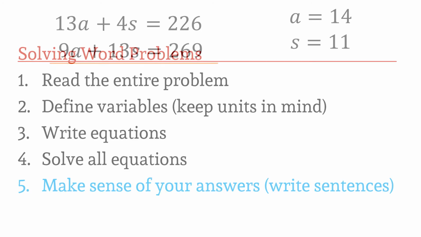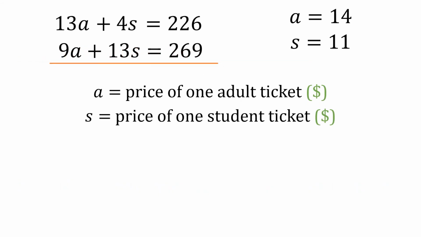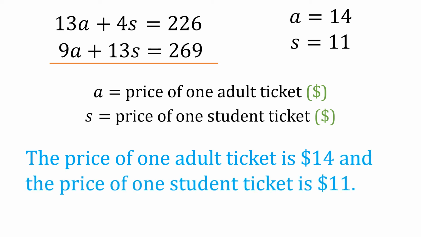Since we've done that, it's time to make sense of our answer and write a sentence. Here's all the information we know. We have our system, our answers for A and S, and our variable definitions. When we write our sentences, they will always be based on our variable definitions. A was the price of one adult ticket, and now we know that A is 14. So the price of one adult ticket is $14. And S was the price of one student ticket, and S is 11, so the price of one student ticket is $11.